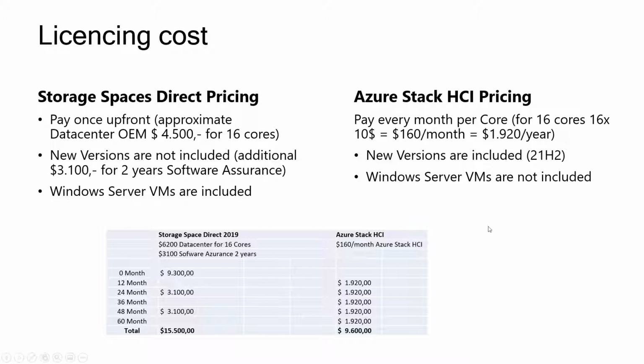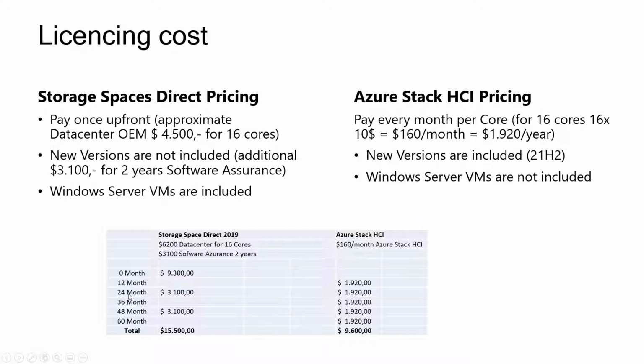So here I have roughly done a little bit of an Excel calculation. We see here the price over the months. Here we have Storage Spaces Direct for one server with 16 cores. It's roughly $6,200 for 16 cores. And because I always want to have the newest version of the Windows Server base operating system, I added 3,100 for Software Assurance. So if you do that, you pay upfront 9,300 euros for the server.